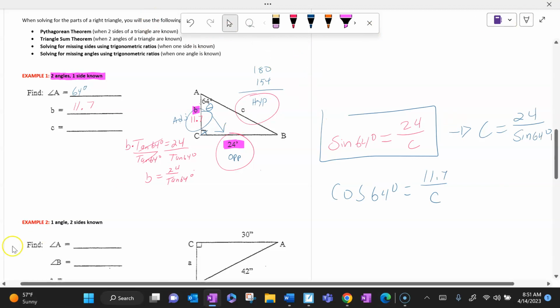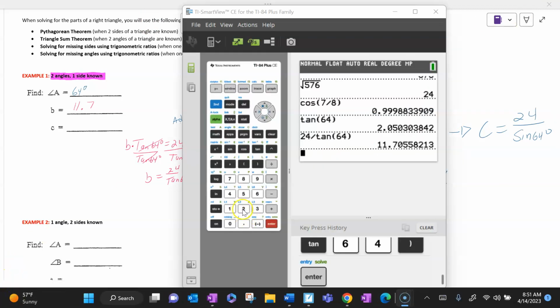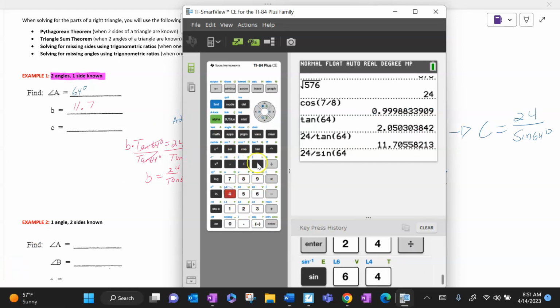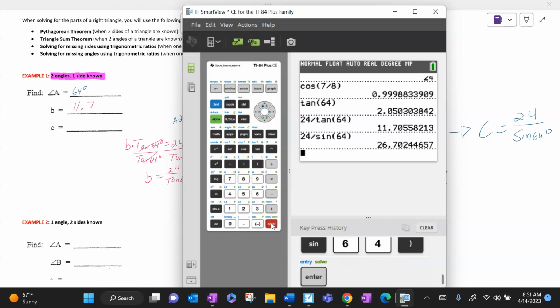Let me just pull up my calculator and we'll see what we get. So we got 24 divided by the sine of 64, close parentheses, pretty important. Bang, 26.7 looks to be our answer here.